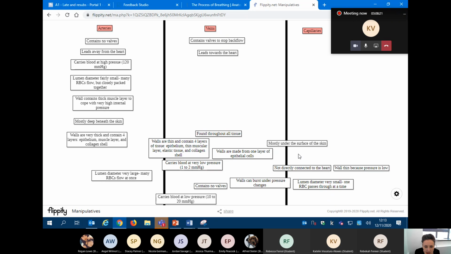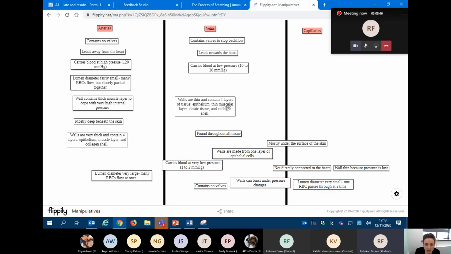Okay, maybe we need somebody else as well to help if anybody else wants to chip in, so it's not just Caitlin laboring on her own. I've got it carries blood at low pressure, 10 to 20 millimeters Hg. Okay, good. I've got contained valves to stop backflow. Yep. Wall thin because pressure is low. Okay, walls are thin and contain 4 layers.